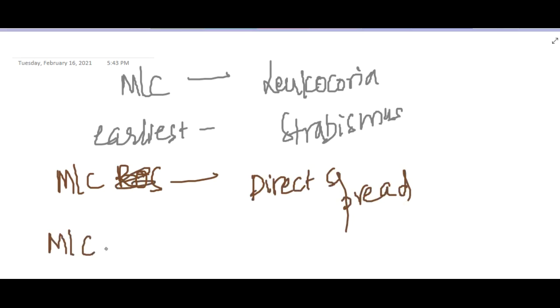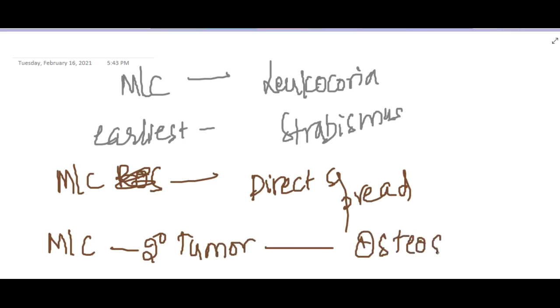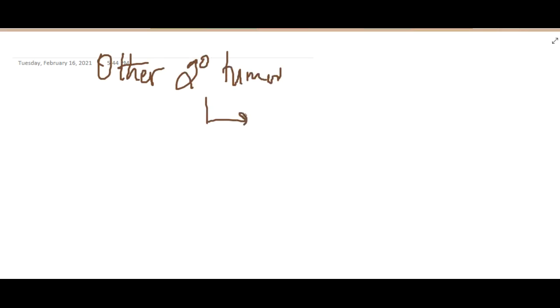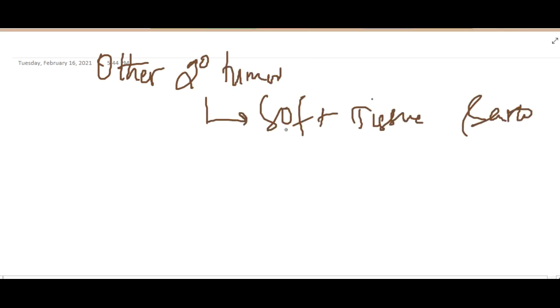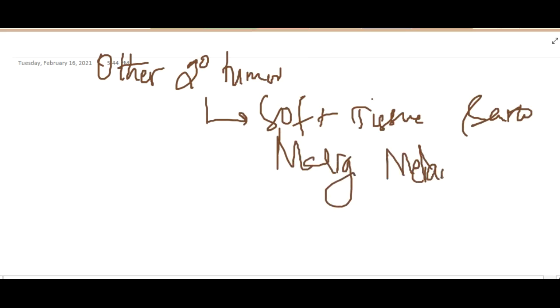If you were asked what is the most common secondary tumor following retinoblastoma, it is osteosarcoma. The other secondary tumors after osteosarcoma are soft tissue sarcomas, and we also have malignant melanomas.